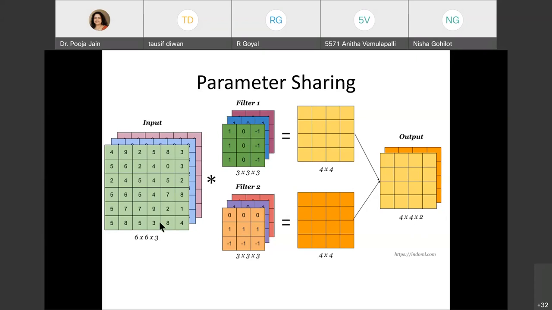How many filters are we applying in this entire example? Two filters. And what is the depth of the output? Two. Can I say that the number of filters is equal to the depth of the output? Yes, the number of filters is equal to the number of feature maps. True. Fine.